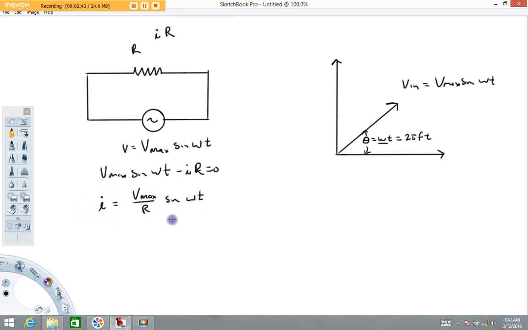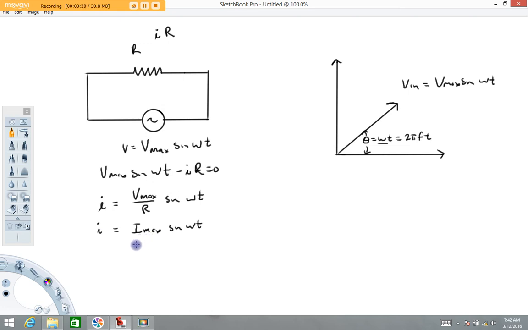Now this equation has some important things. This is V over R, and you'll notice the R is right where it should be in the resistance spot. Keep that in mind later when we're talking about capacitors and inductors. What is in this spot is very important. Later on we'll find it's not going to be the resistance, it's going to be something else. This quantity, V max over R, represents the maximum current in the circuit. If I wanted to, I could write this as I max sine omega t. I don't have to, but it's a little shorter to write.